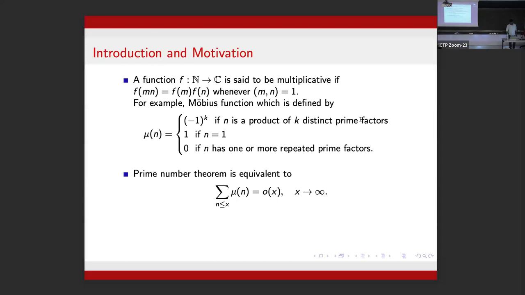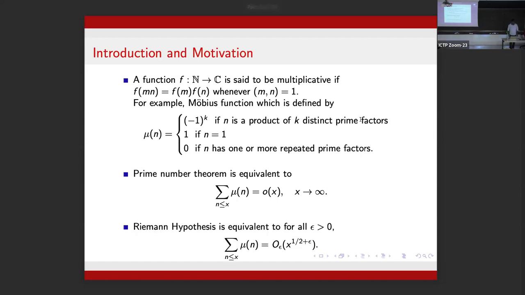So the prime number theorem, as the asymptotic formula for the counting of primes, directly says that the summatory function is small o of x, which gives this asymptotic formula. And similarly, there is another equivalence related to the Riemann hypothesis.